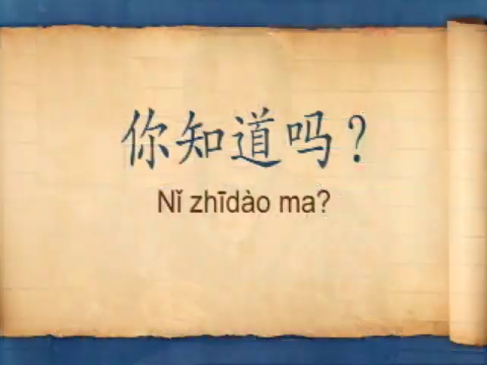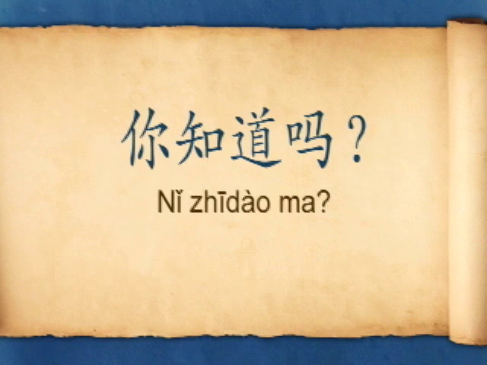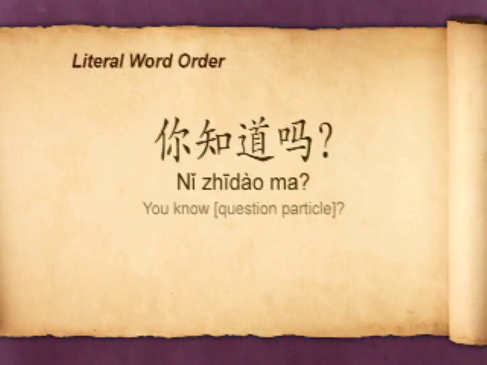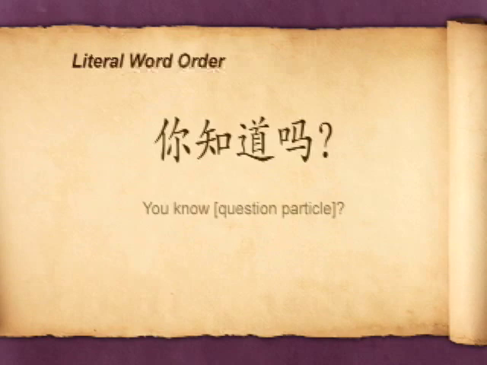The final question in the dialogue was 你知道吗? What does the sentence mean? 好. It means do you know? The word order is you know, then ma. The question particle word at the end forms the question. Say 你知道吗 with me. 你知道吗?